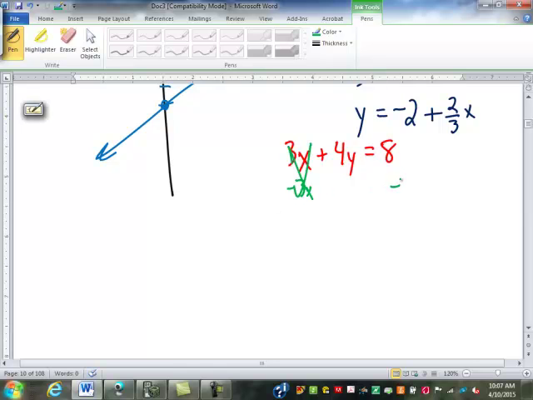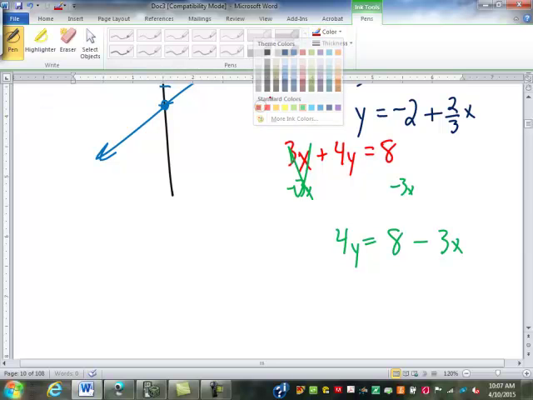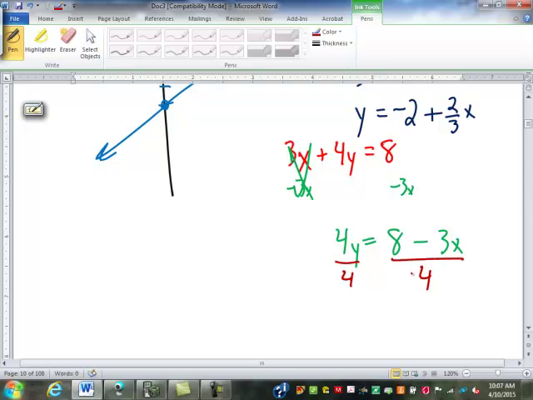Subtract 3x. So we're left with 4y. Once again, 8 minus 3x is 8 minus 3x. And then divide by 4. Again, you have to divide every piece when you divide. 8 divided by 4, 2. Negative 3x divided by 4. It's a negative 3 over 4x. So you just have to figure out whether it's positive or negative, then you're just going to take this number over that number and make it a fraction.